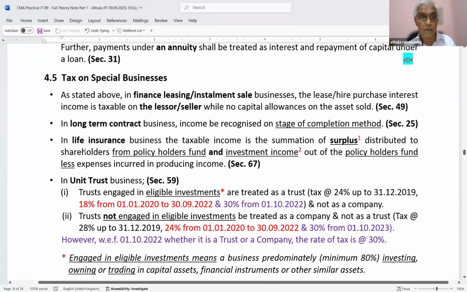Surplus distributed out of the policyholders' fund is one item. Then the second one, where the surplus part is not applicable, is investment income out of the policyholders' fund, less expenses incurred in production of income. Anyway, the law is a little misleading, right? Summation of, yeah.